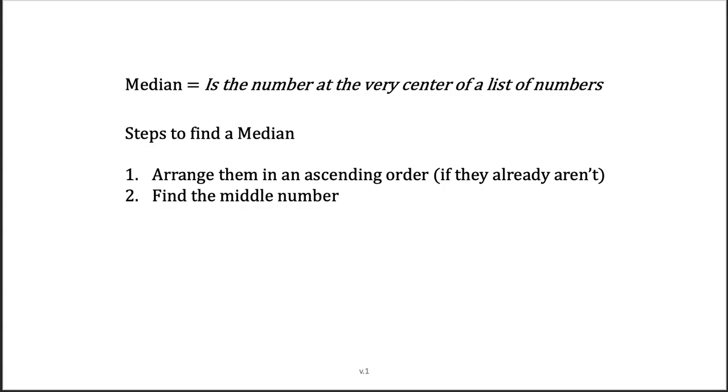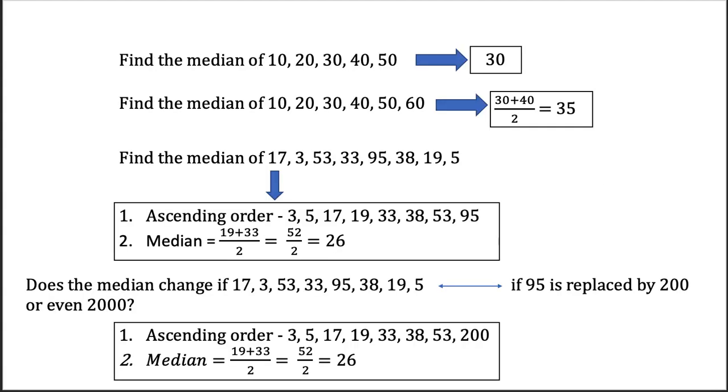The steps to finding the median: the first step is to arrange them in ascending order if they already aren't. Many questions on your GRE test or your GMAT test will have numbers which are jumbled up. So the first step to finding the median, if the question involves finding the median, is to arrange them in an ascending order. And then the next step is to find the middle number. How do we do that?